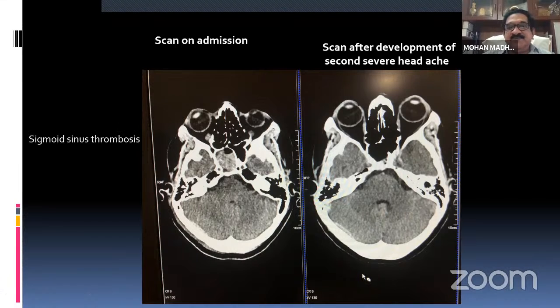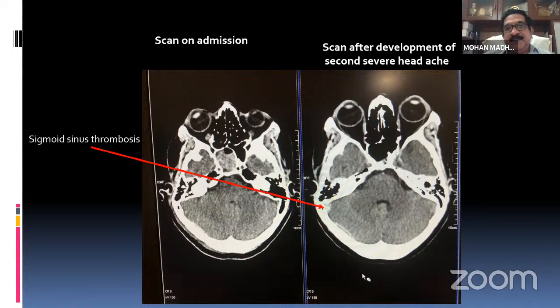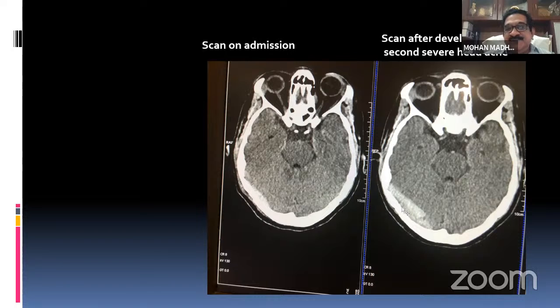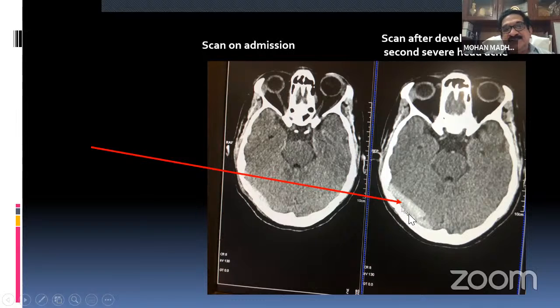See, there's a sinus thrombosis here, what Umar thought was correct. He had a sinus thrombosis that was from the second one, not present on the first one. And if you look carefully at the second film which I showed, the isodensity here is actually the old hematoma, which has become isodense as time passes on.